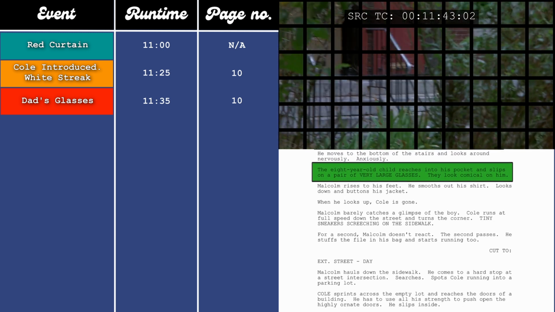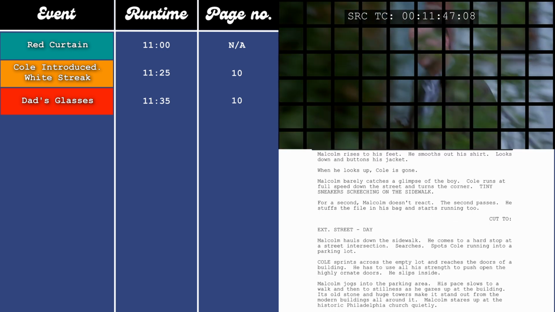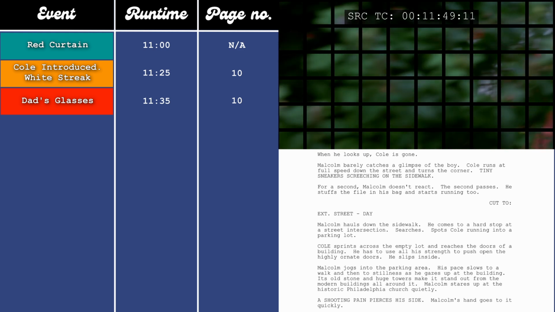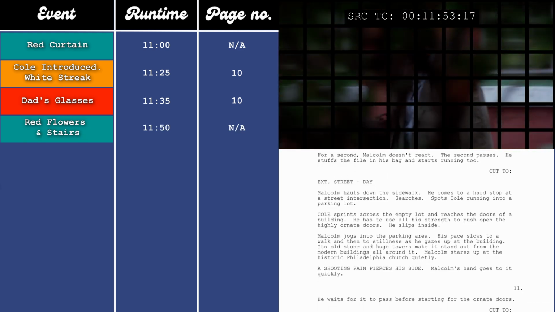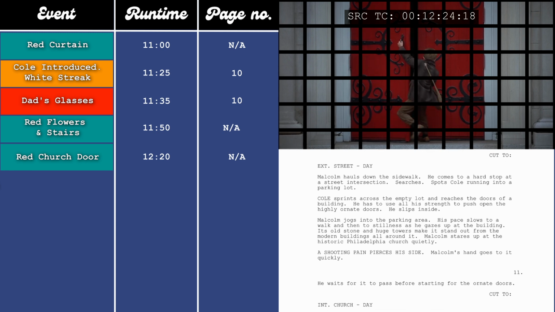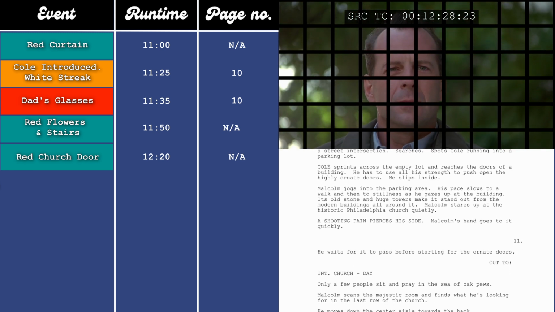I imagine Cole is running away here because he knows that Malcolm's a ghost. He just doesn't know if he's an angry one yet. Him trying to escape is very in line with his character at the moment, which I'll address more in a second. Then at the 12-minute and 20-second mark, which is pages 10 to 11 in the script, Cole arrives at the church, followed closely by Malcolm.